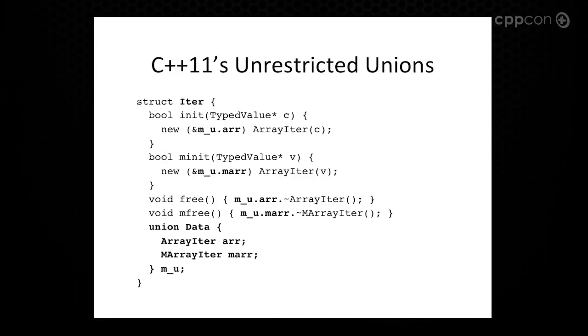Once we had C++11, we were able to do away with this hackery. So you'll notice that attribute aligned thing went away, the char array goes away. We now just have a union. Everything else is pretty much the same. We still do placement new, and we still call the destructors manually.